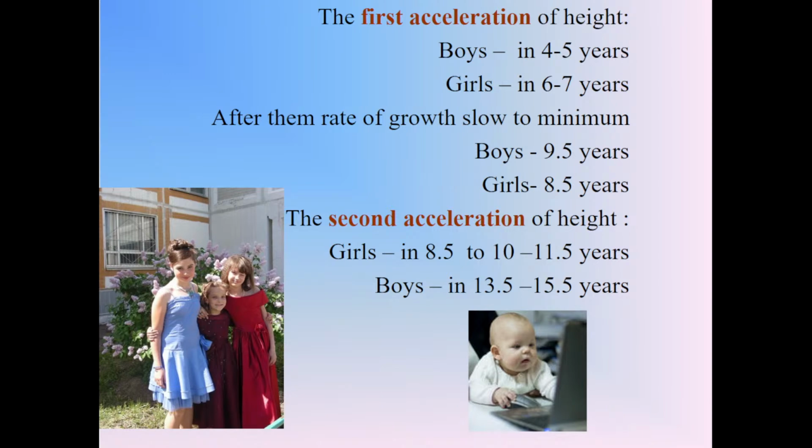And you remember the first acceleration of height is present for boys at 5 and for girls at 6 to 7 years. After that the rate of growth slows to a minimum. For boys this is at 9.5 years on average. For girls, the minimum speed of growth is at 8.5 years.